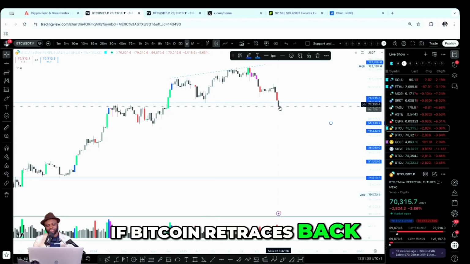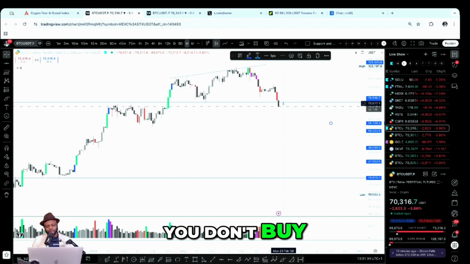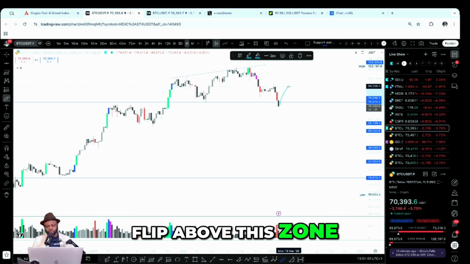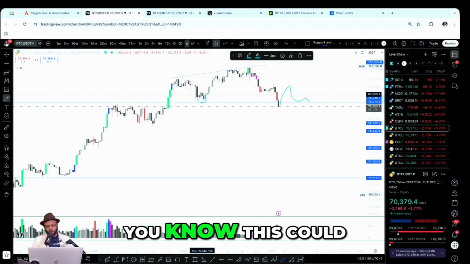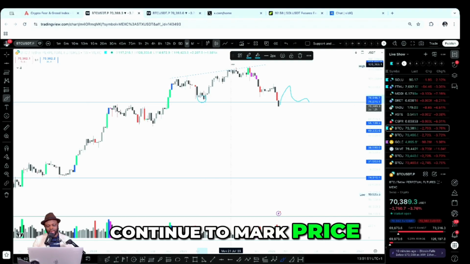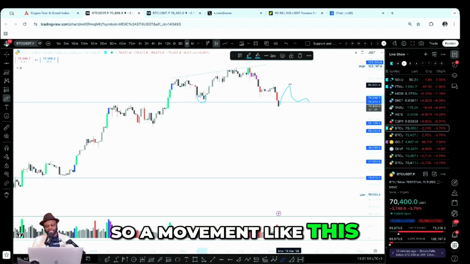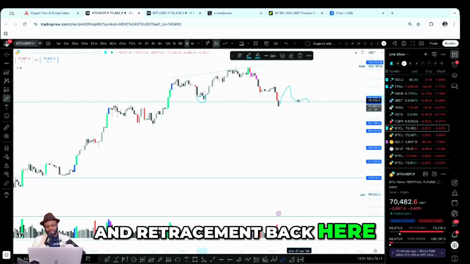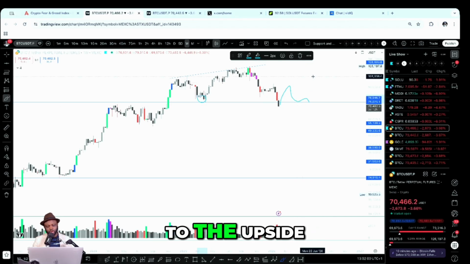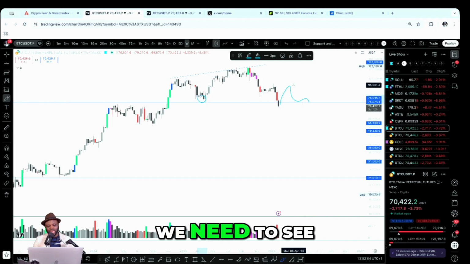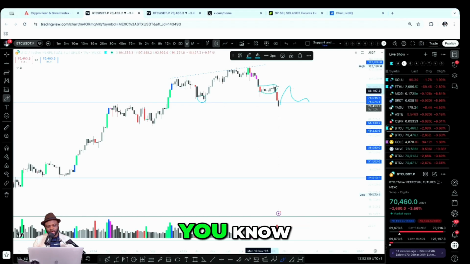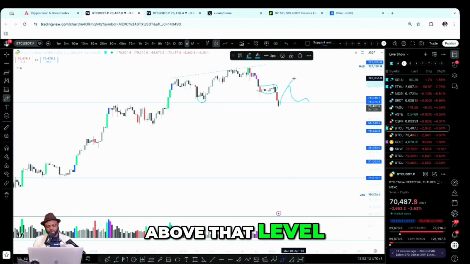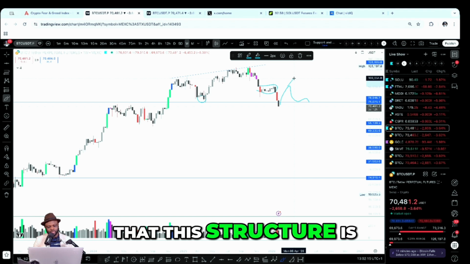If Bitcoin retraces back to $73,000, you don't buy. You buy only when you see it flip above this, come back here and hold. If you see multiple rejections here, like what happened, this could mean they want to continue to mark price to the upside. However, we need to see price break this previous zone here, this previous structure here. So if price closes above that level, then that's confirmation that this structure is broken.